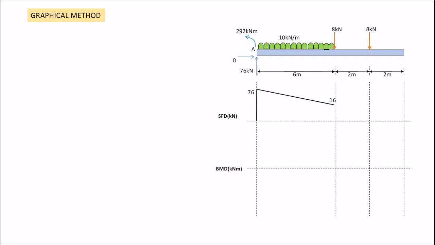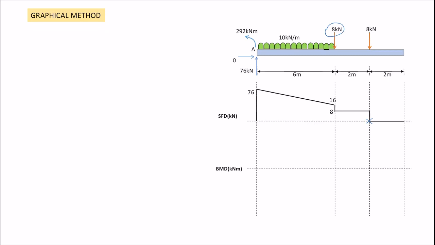Next, you have point load 8 kilonewton here going down, meaning 16 minus 8. You will get 8 kilonewton. Next, for 2 meter, there are no forces or loading. Then it will go straight and you see there is an 8 kilonewton point load going down, minus 8. Then you will reach 0. After that there is no more loading, so it will go straight, meaning zero for the next 2 meter.